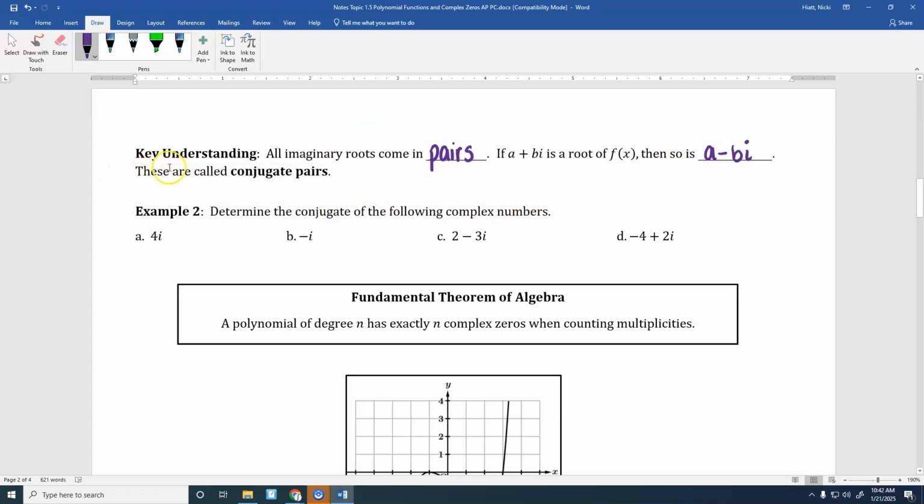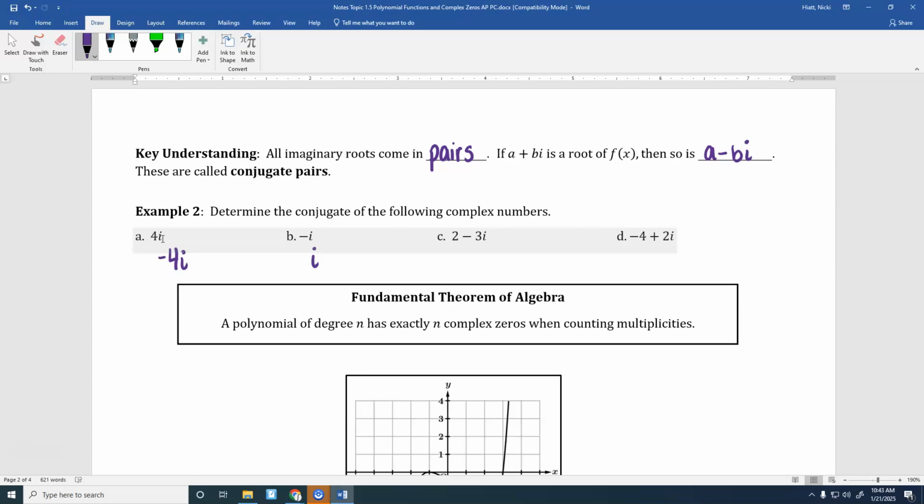These, I should have said up here, are called conjugate pairs. So like A plus BI and A minus BI are called conjugate pairs. So if they give us 4i, that's like 0 plus 4i pretty much. The I part changes its sign, so the conjugate that goes with it would be negative 4i. For B, if they gave us negative I, the I part changes its sign, so that'd be positive I.